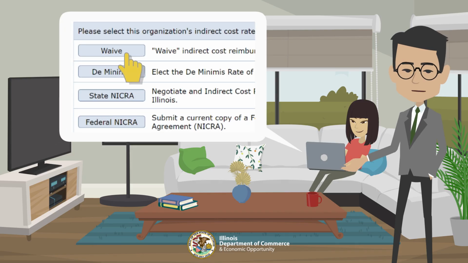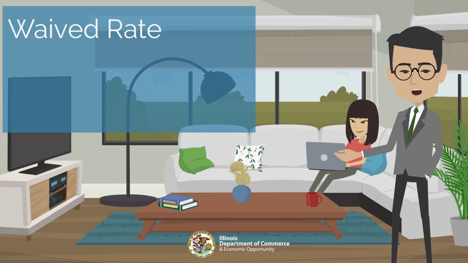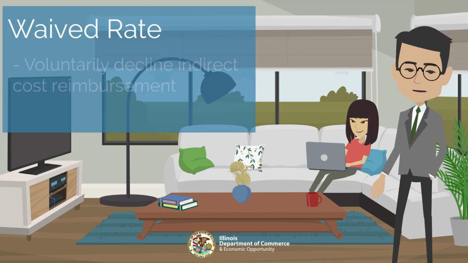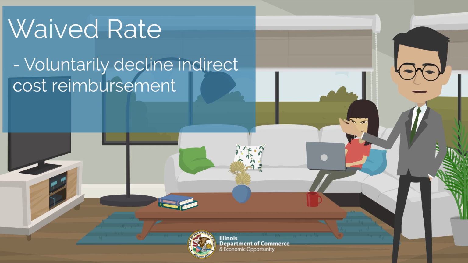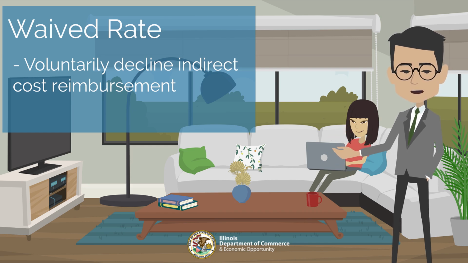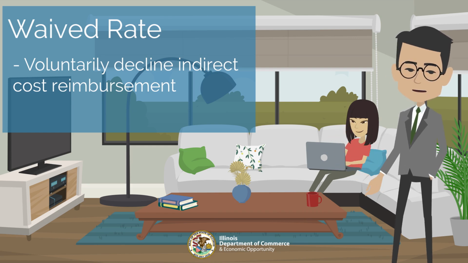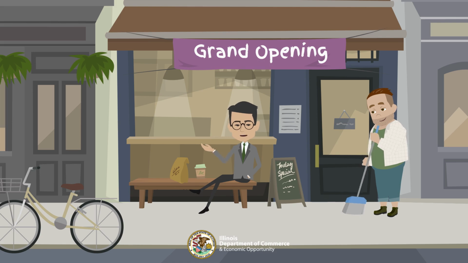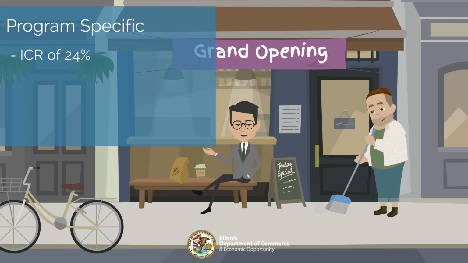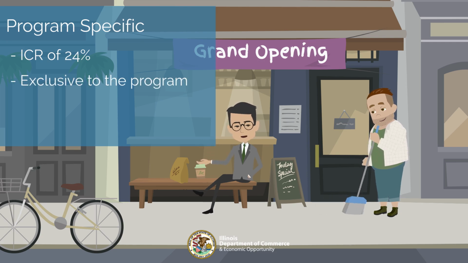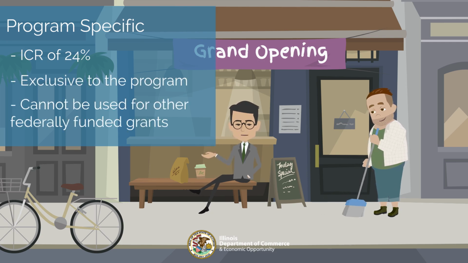Grantees may elect to waive their indirect cost rate. In these cases, grantees may voluntarily decline an indirect cost rate. This communicates that the grantee will not seek reimbursement for any state or federal pass-through awards. There may be programs with a specific rate that a grantee may elect to use unless they have already negotiated a rate. For example, the Small Business Administration allows grantees to use the indirect rate of 24% for Small Business Development Center grants. This rate is exclusive to this program and cannot be used on other federally funded grants.